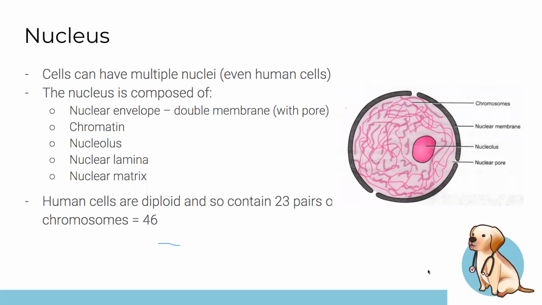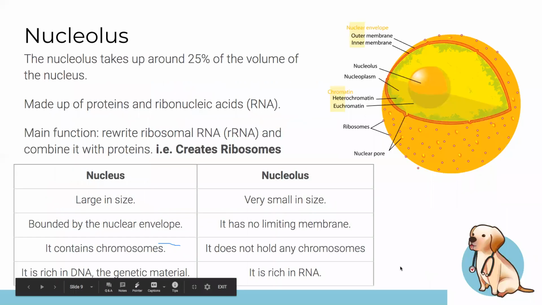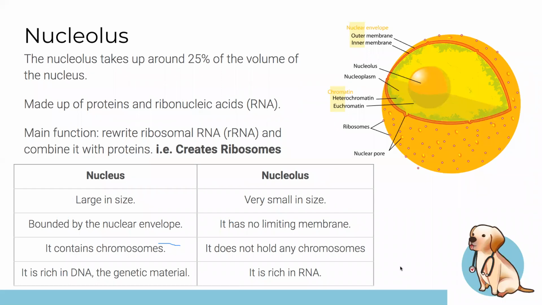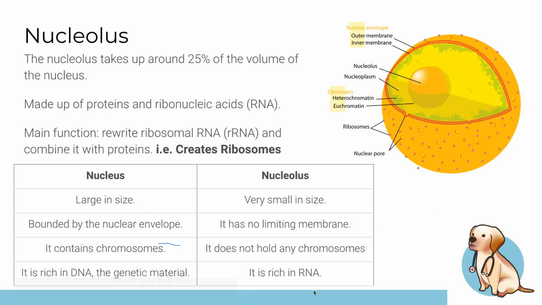Yep, all human cells are diploid and have 23 pairs of chromosomes. Yeah, so the nucleolus. You don't really need to know that much about the nucleolus. The main thing is that it has a lot of ribosomal RNA, which is similar to DNA, but for ribosomes. And it basically creates ribosomes. And ribosomes are pretty important. We will talk about those in a second.